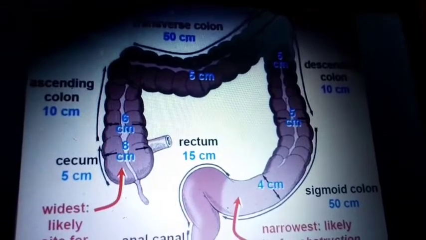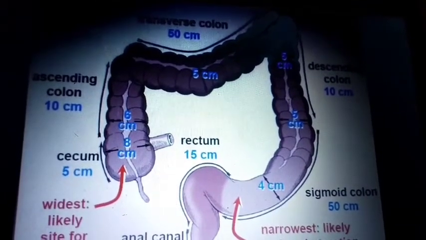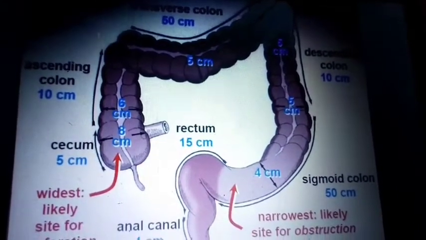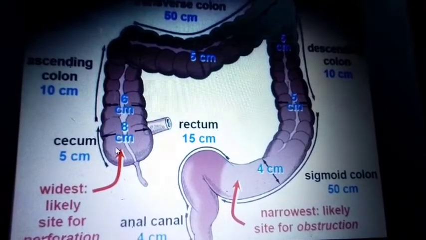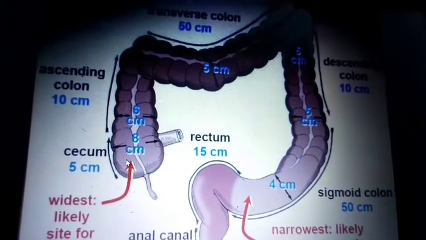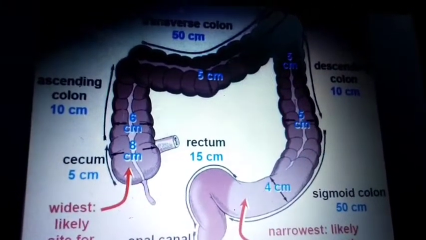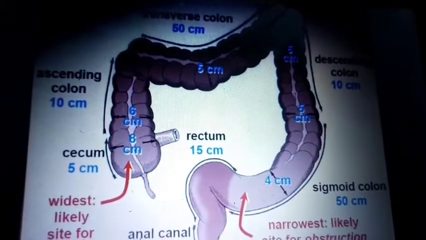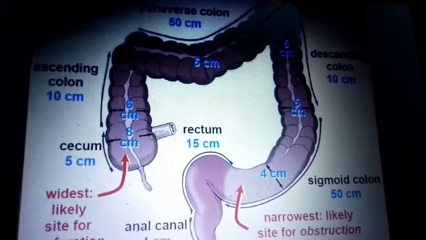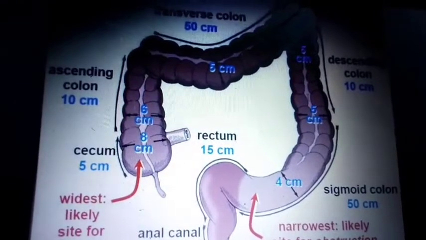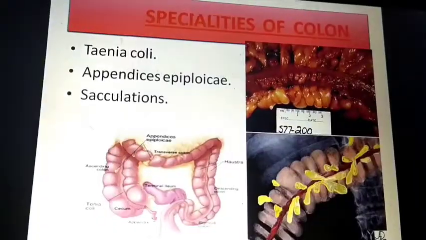The most dilated parts of the large intestine are the cecum and rectum. In the cecum, 8 centimeters is the diameter of the large intestine. We can go for the next slide.